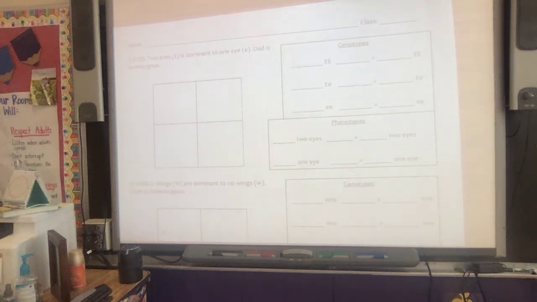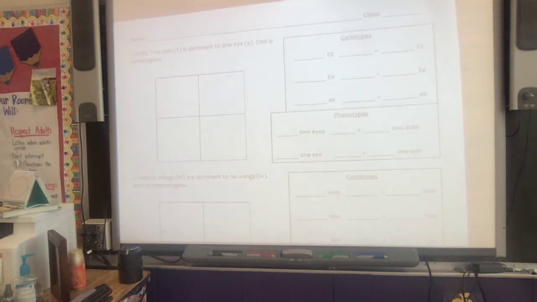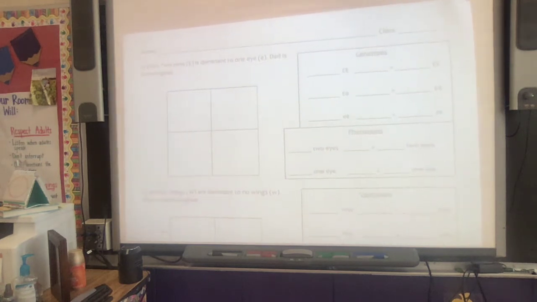Hey boys and girls, I want to explain to you your monster genetics paper that you're going to be filling out. It looks like this. Yours is front and back. And I wanted to talk to you a little bit about how we do it, what the information's telling you, and I'll give you kind of a sneak peek of mine.